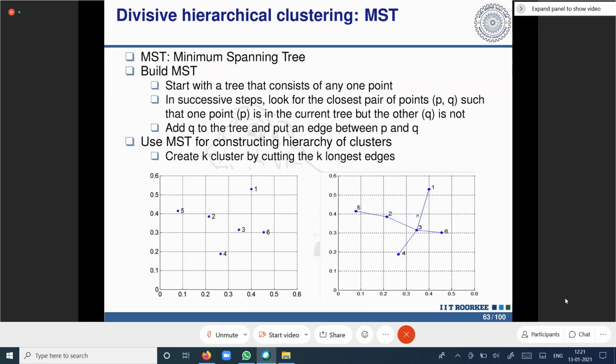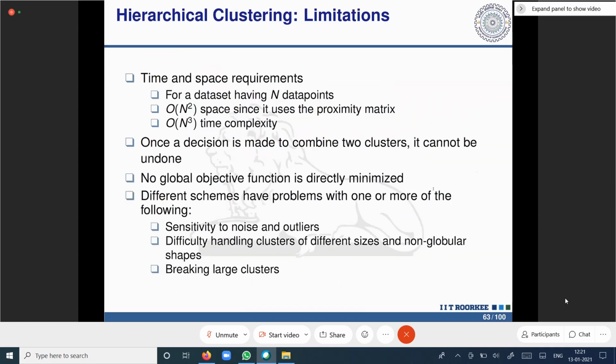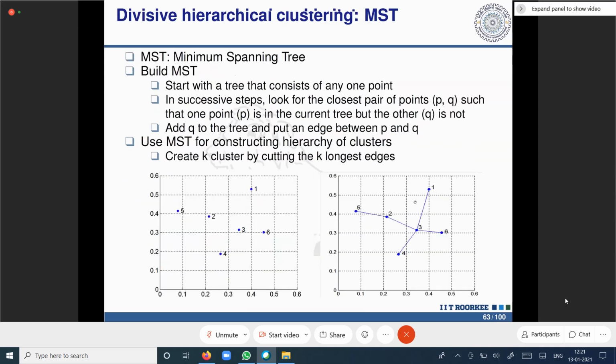So let's say 3 is closest. So we add this edge. Now we have 5, 2 and 3. Now in 5, 2 and 3 which one is closest? So let's say 4 is closest. So we add this edge. Then 6 is closest. So we add this edge, and then 1 is closest. So we add this edge. So in this way we build the minimum spanning tree.